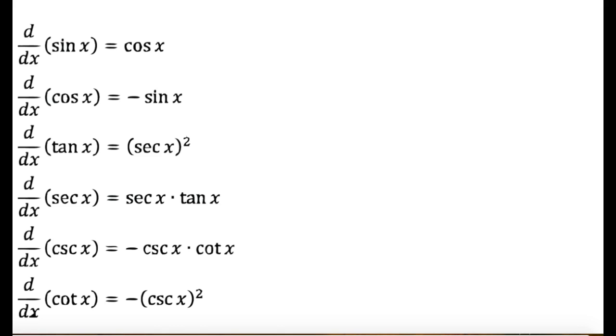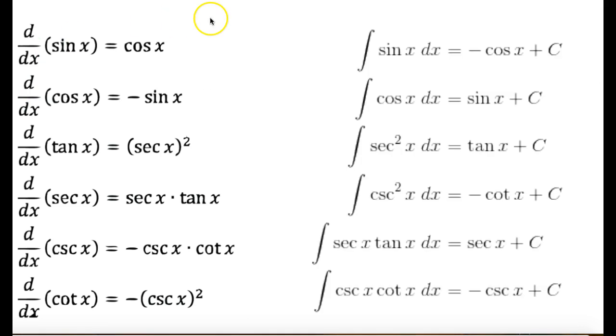So whenever we're looking at integrals, we want to look at going backwards. So whenever something like this shows up, we can go backwards and say that the antiderivative of sine is negative cosine. If the derivative of cosine is negative sine, we can say the antiderivative of sine is negative cosine plus c.